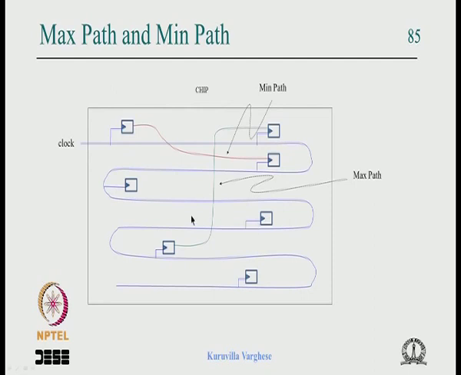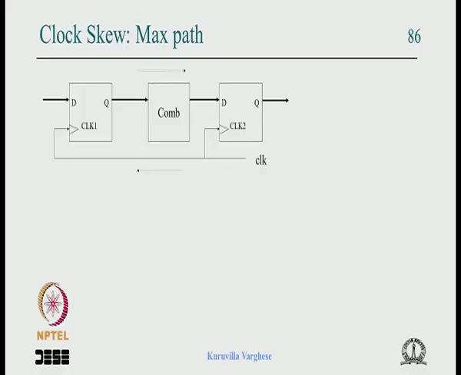So let us first choose the max path problem, where the data goes from the source register to the destination register, but the destination register clock comes earlier than the source register clock. So this is a little bit of an opposite case. The source register drives the destination register with the data, but as far as the clock is concerned, the destination register gets the clock first and the source register gets the clock later. So let us put that picture for analysis.